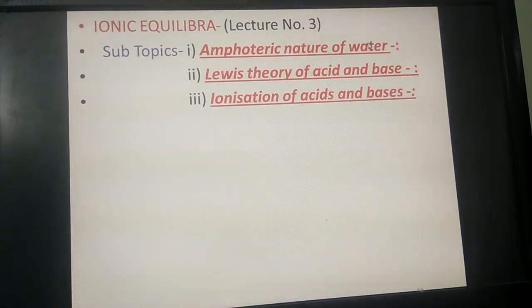In the last lecture, we have seen the theories of acid and bases. In that, we have studied the Arrhenius theory and its limitations, then Bronsted-Lowry theory, then conjugate acid and bases. Today, we have to see the amphoteric nature of water, then Lewis theory for acid and base, and ionization of acids and bases.